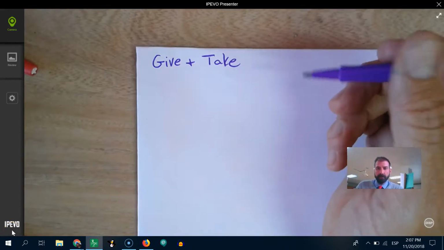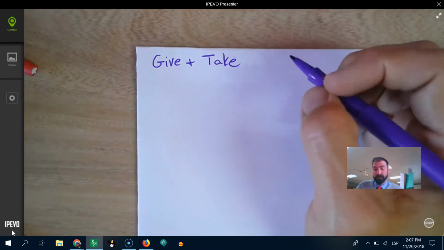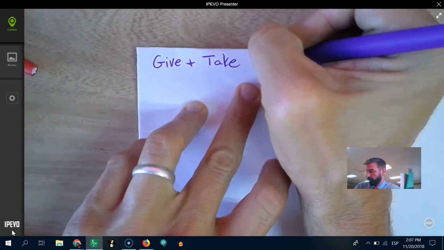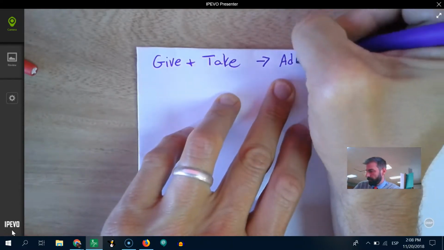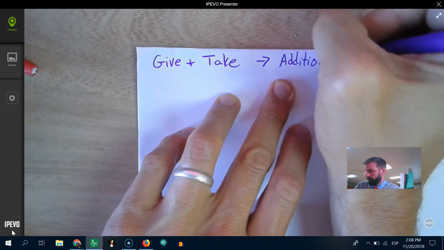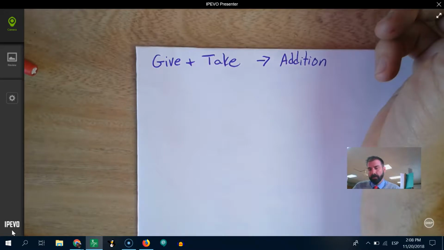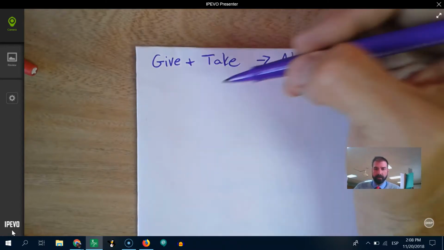So this next strategy that we're going to look at is called give and take. Now, give and take is going to help you and help your child when we are looking at addition problems, really of anything. We're going to be looking at decimals to the hundredths, but anytime you have an addition problem, you can use the strategy of give and take.